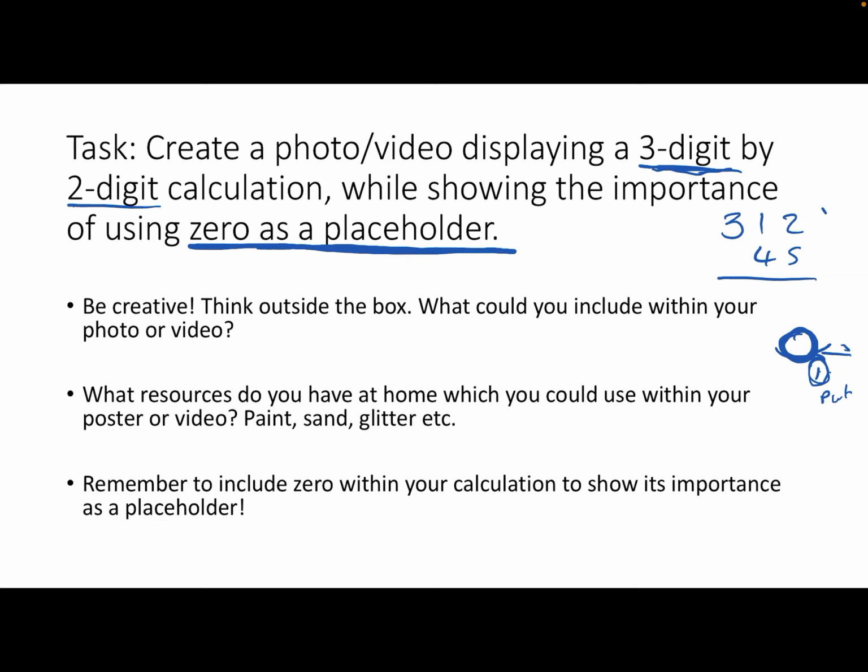That's what I'm going to start explaining how we do 3-digit by 2-digit calculations, and most importantly, the importance of 0 as a placeholder. Feel free to look over the previous videos. You can probably find them in the playlist somewhere. But it's really important that we start to understand this.